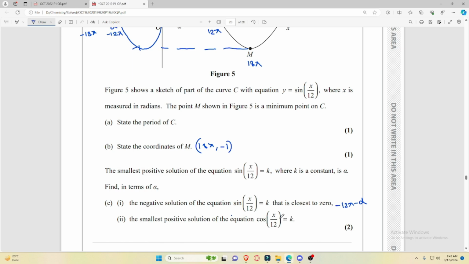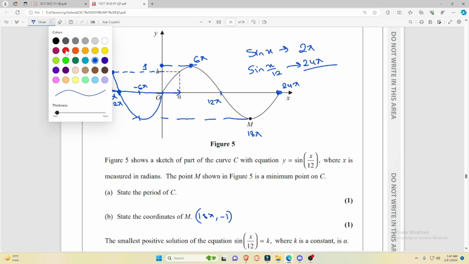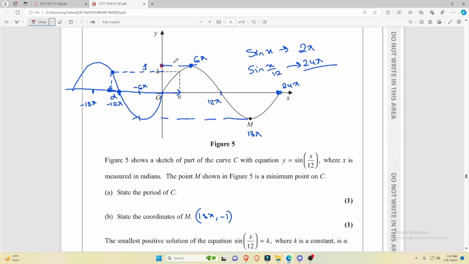Okay, the smallest positive solution of the equation cos(x/12) = k. So if I drew a cos graph here, the cos graph would start from here, and it would continue, and at 90 it would cut, meaning at 6 pi it would cut, and it is cutting point k when it is minus alpha distance backward. So it is 6 pi minus alpha, it is cutting k. That is one way we can do.